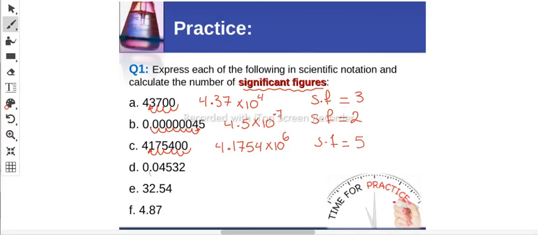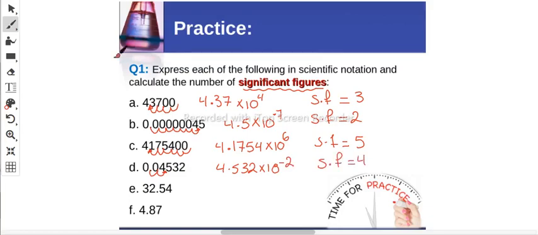In D, I'm going to take my decimal to the right and stop beside the 4. So my final answer is 4.53 times 10 to the power of negative 2. Now you can count the total number of significant figures. You're going to find that the number of significant figures here is 4.